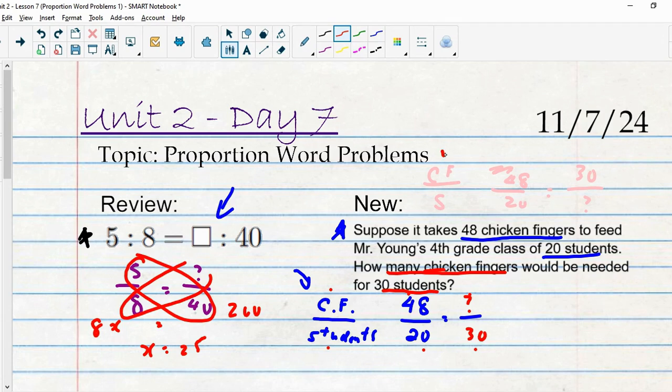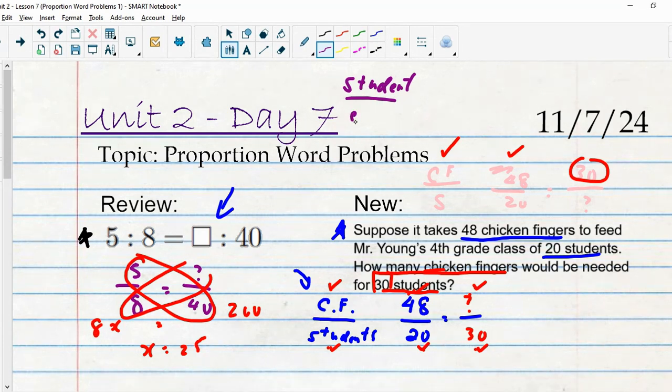because here you're comparing chicken fingers with chicken fingers and all of a sudden you've got 30 students, right? That doesn't make sense. You can't do that. So it has to be chicken fingers on top, students on the bottom. Now, having said that, can you switch around? So, if you're someone in class who likes to raise their hand a lot, can you do students to chicken fingers? Yes, you can.